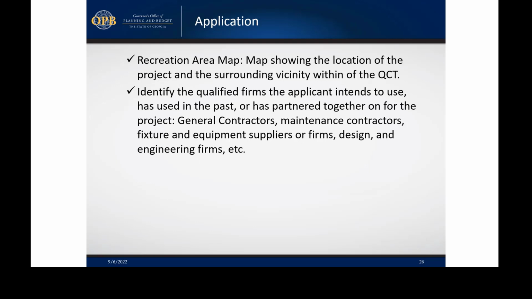You will also be asked to upload a recreational area map, a map showing the location of the project and the surrounding vicinity within the QCT, that qualified census tract. Identify the qualified firms and applicants that you intend to use or have used in the past or have partnered together on for the project. This includes your general contractors, maintenance contractors, fixture and equipment suppliers or firms, design and engineering firms.